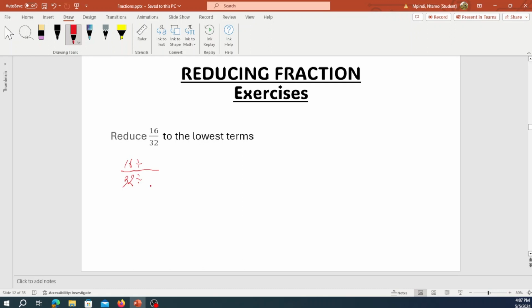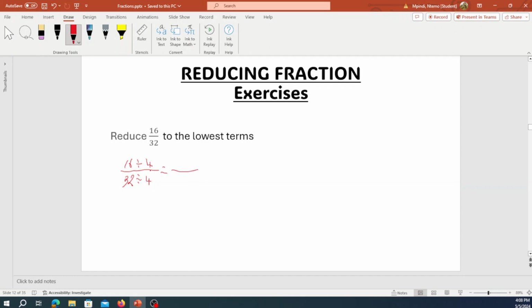We don't want that. So if we go 16 divided by 3, no. 32 divided by 3, nah. So what are we gonna do? We're gonna go with 4, 4 and 4 here. So this is how it's gonna go.